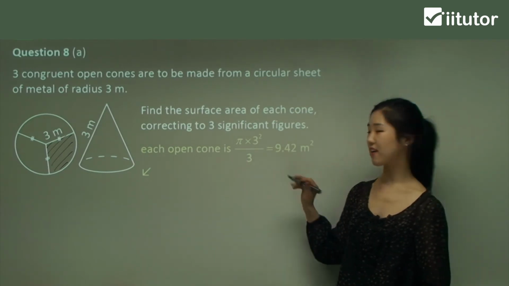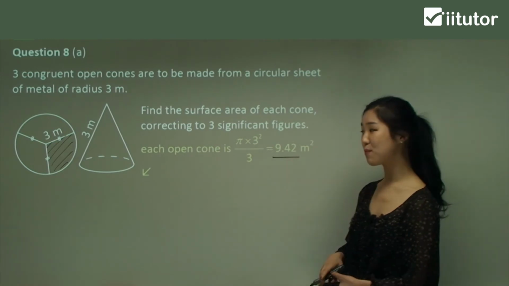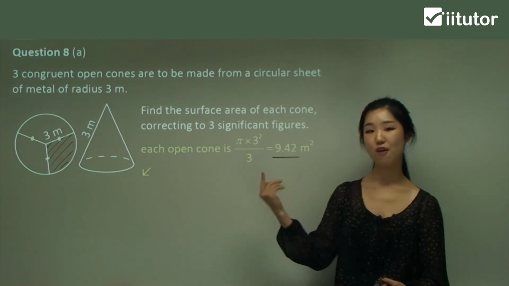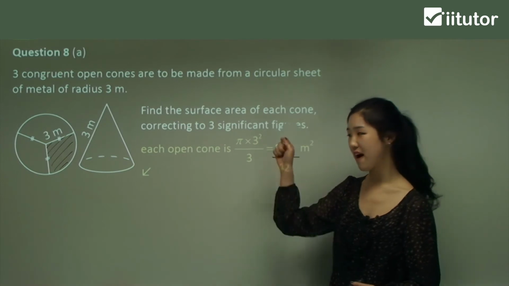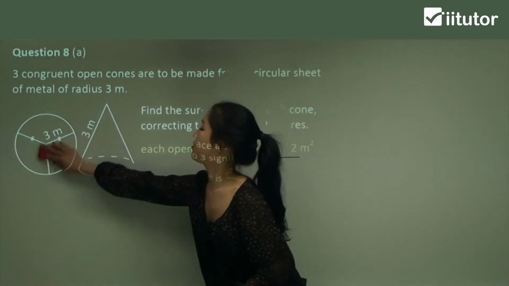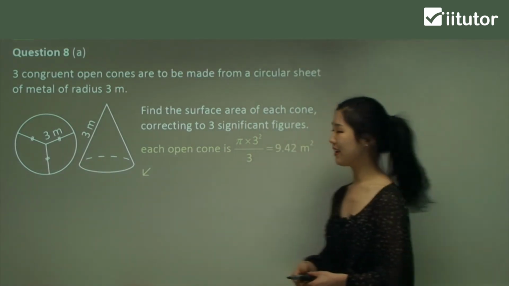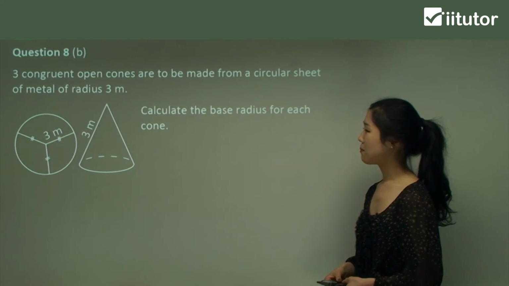Just put that into your calculator. You're going to get 9.42 meters squared. Okay, so that will be simply the surface area of that cone. Okay, all I did was find the area of one of the sectors. That was it. So hopefully that wasn't too bad. Have a look at that one. That's part A.